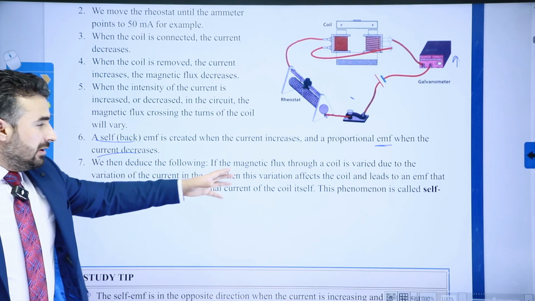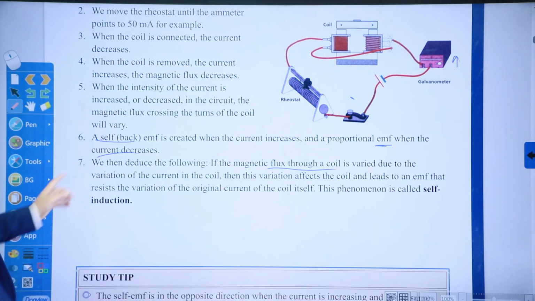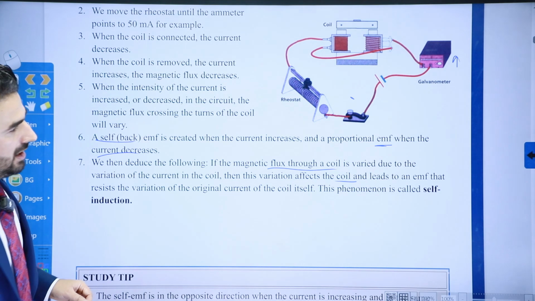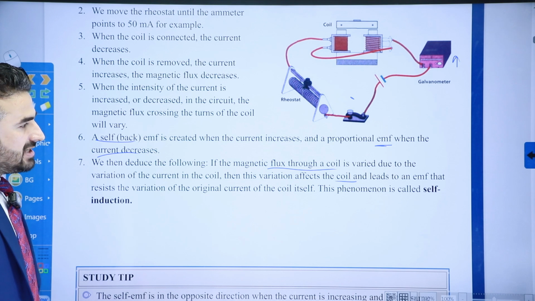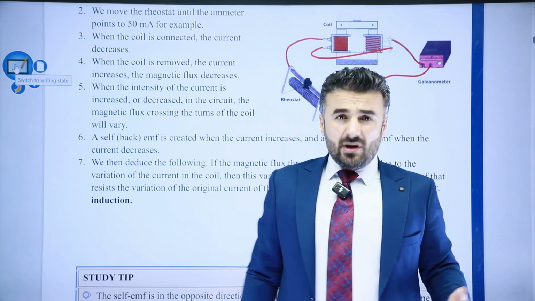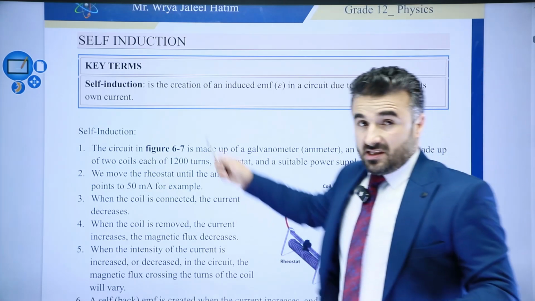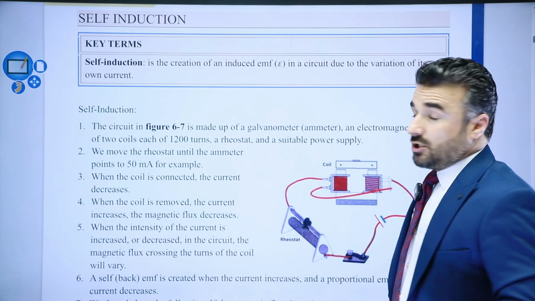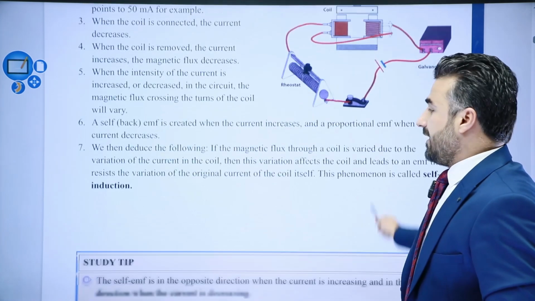So we then deduce the following. If the magnetic flux through the coil is varied, is changed, due to the variation of the current in the coil, then this variation affects the coil and leads to an electromotive force that resists the variation of the original current of the coil itself. This phenomenon is called self-induction. So what is self-induction, or how can we define self-induction one more time? Remember this, self-induction is the creation of an induced electromotive force in a circuit due to its own variation of current.